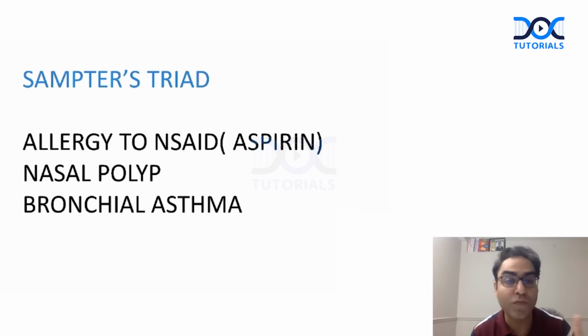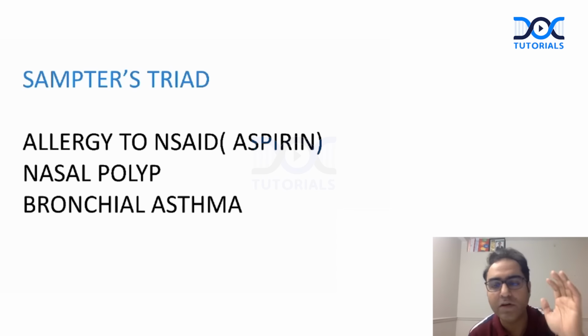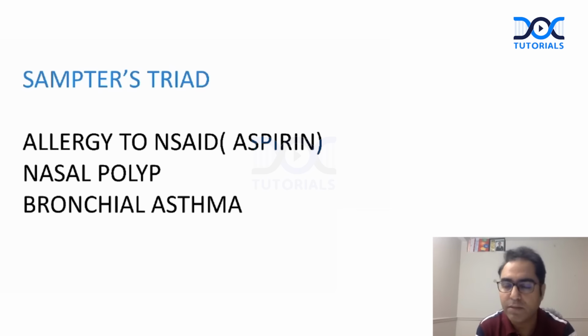Samter triad, nobody should forget it, very important. There will be a history of a patient who has nasal polypi, nasal blockage, and precipitation of asthma-like symptoms upon taking some NSAID like aspirin. That kind of clinical scenario will be created. Samter triad is a triad of allergy to aspirin or any other NSAID. There will be nasal polypi on both sides, and bronchial asthma.